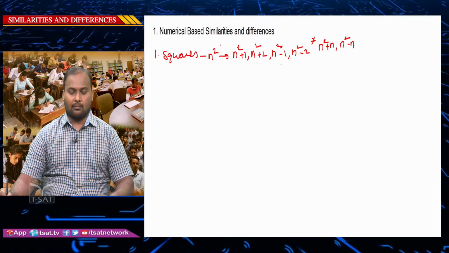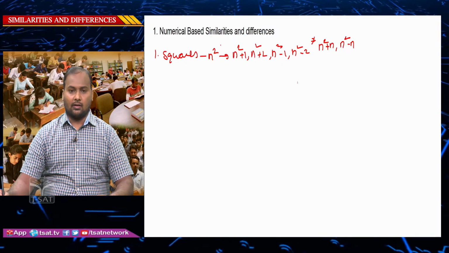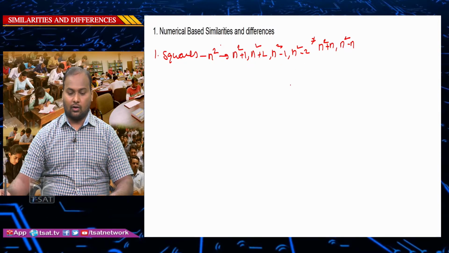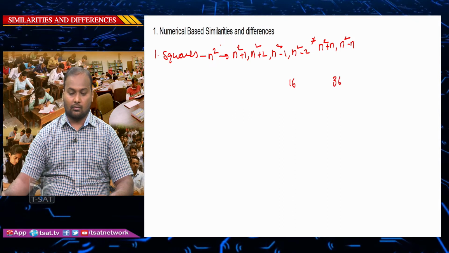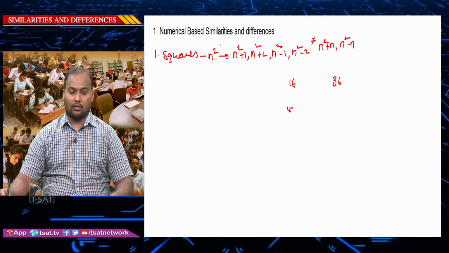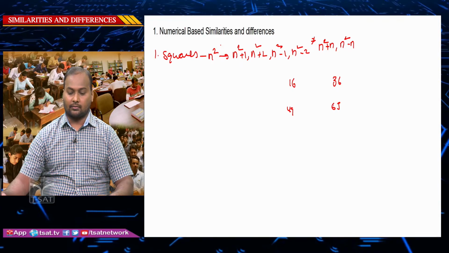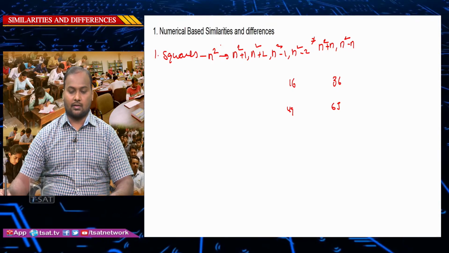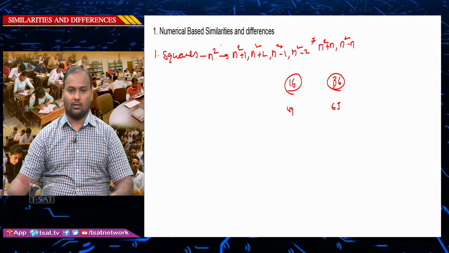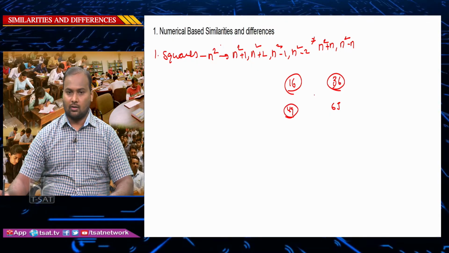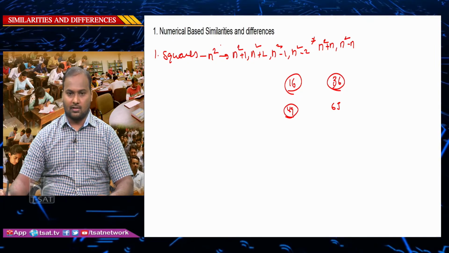So, how can the questions be expected? See, generally, for example, he will give four options, that is 16, 36, 49 and 63. See, what is the similar thing in this case? In this case, take 16, 36 and 49. All these are squares, that is the similar thing.